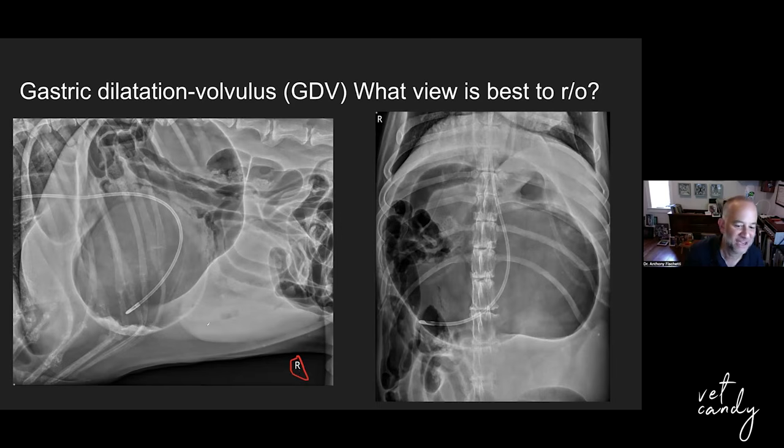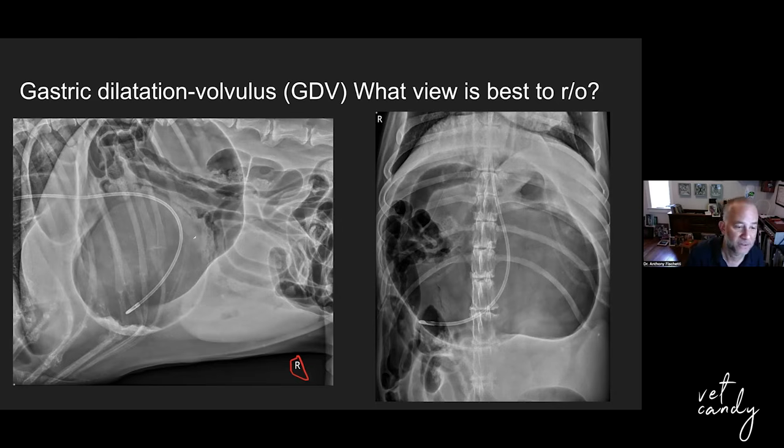This is a GDV. On the right lateral view, you can see this soft tissue shell that separates the pyloric antrum from the fundus. That's a sign of malposition. This compartmentalization is due to the pylorus, which is normally more ventral, being present more dorsally, and the fundus, which is normally more dorsal, being present more ventrally.